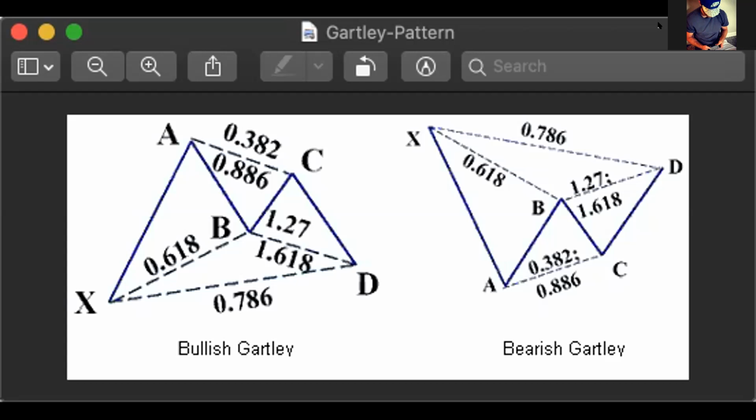But, and it's the opposite on the bearish Gartley, of course. But the 78.6 is from X to A. I'm going to show how to measure all of these in a second.